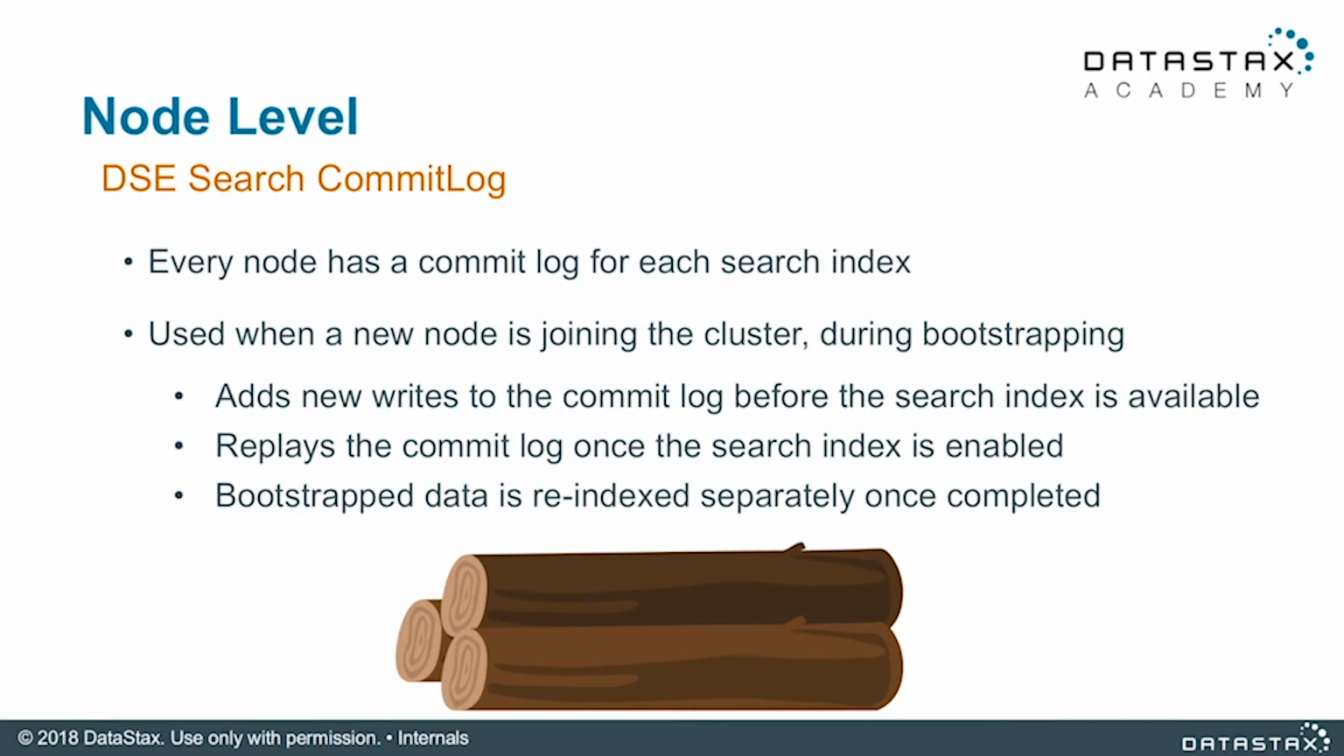DSE Search also has its own commit log, which can be found for each search index on every search node. These do not have the same function as commit logs in Cassandra and are used primarily when a new node is bootstrapping data when it is joining the cluster. Due to timing conditions, it is possible for writes to be sent to the node before the search index is ready to begin indexing. Therefore, any new writes are added to the search commit log. And once the search index is enabled, the commit log will be replayed and the writes can be indexed then. Once data has finished bootstrapping on the node, the bootstrapped data is re-indexed separately from the indexing that occurs from new write requests.